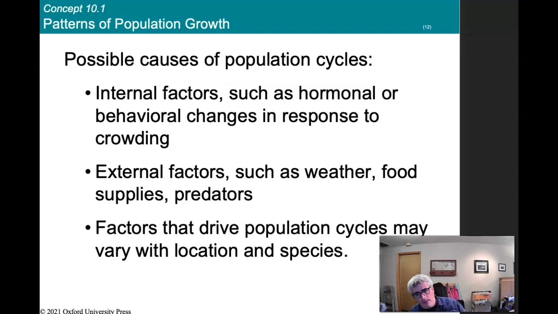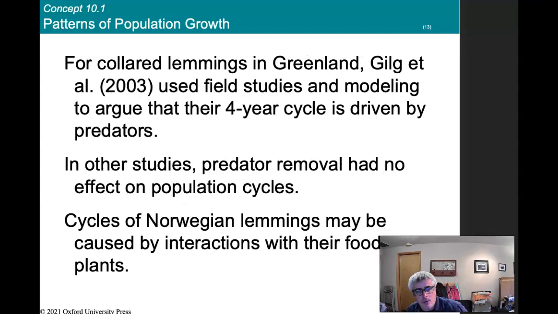External factors: weather, flood, food supplies, predators, and these factors can vary within the same species in different areas or with different species. And so it's not always the classic more prey, then more predators, less prey, less predators, more prey, more predators. It gets a lot more complex. And so we have seen this 4-year cycle driven by predators. In other studies, predator removal had very little effect on the population.